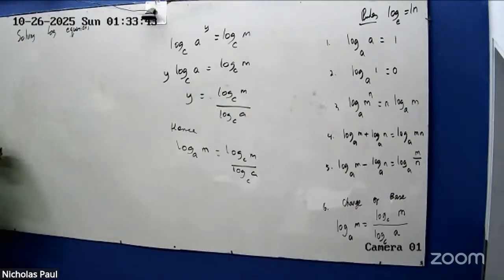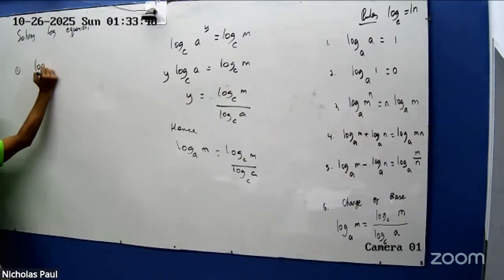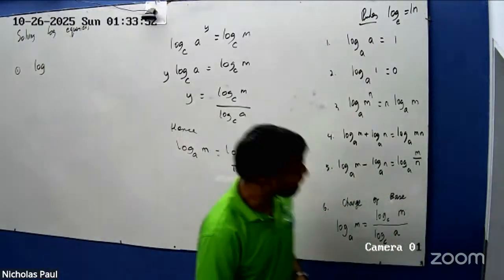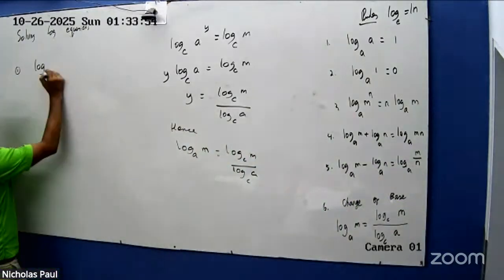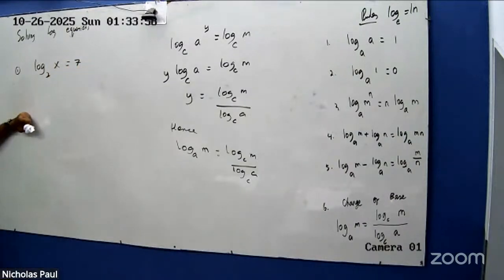So let's solve here. Let's start easy. Let me give you things that move. Let's start here. Log 2 to the x is 7. What to do? It's supposed to be easy. What can we do here?